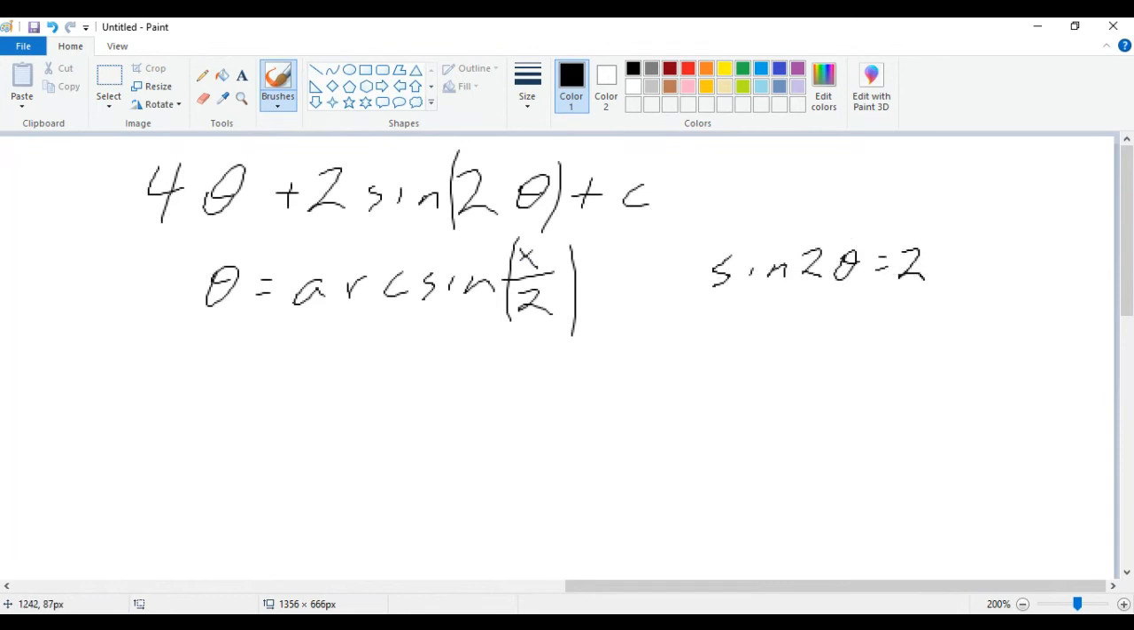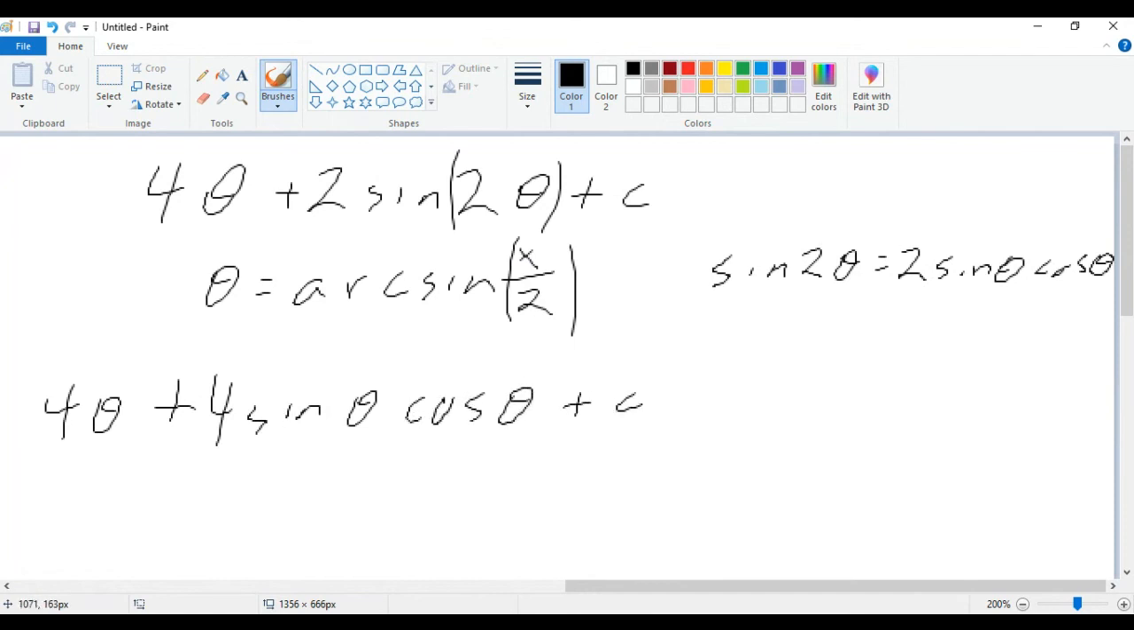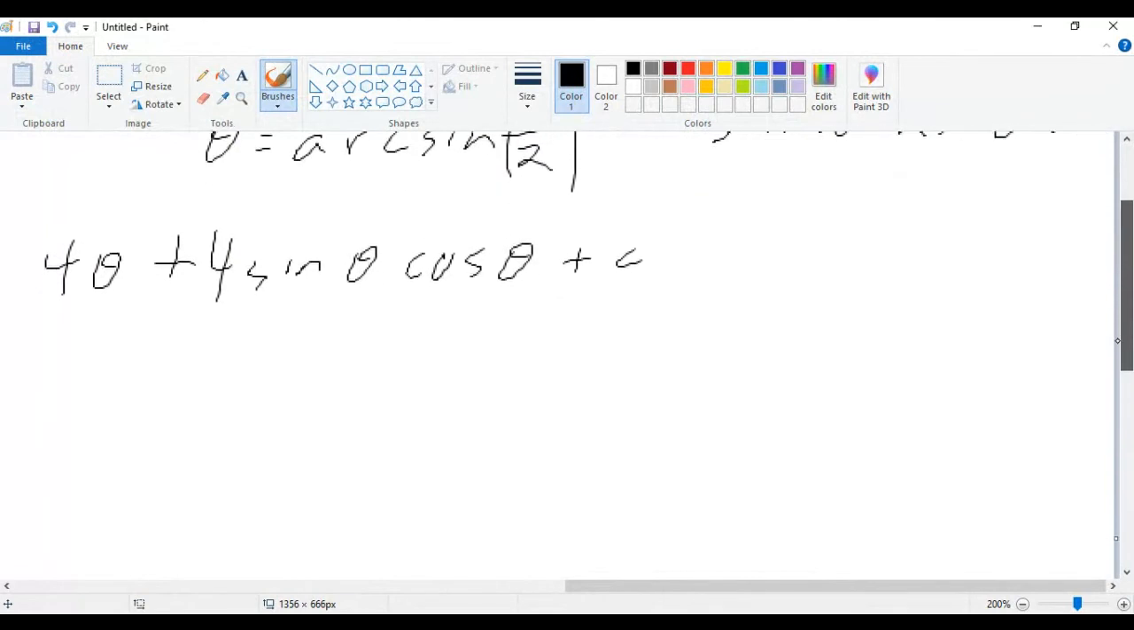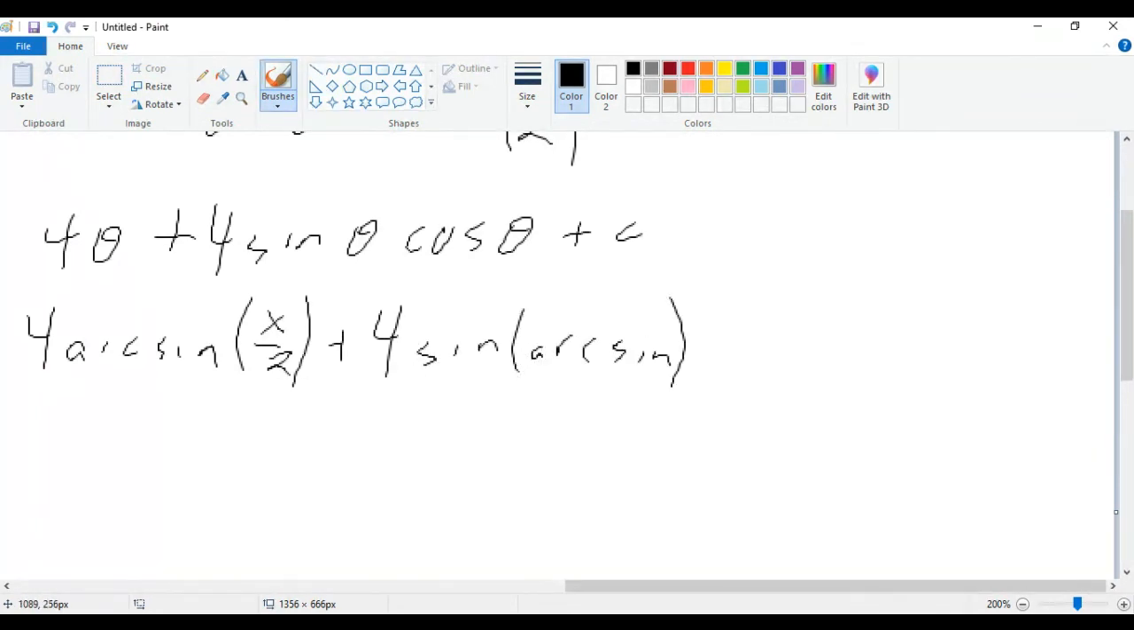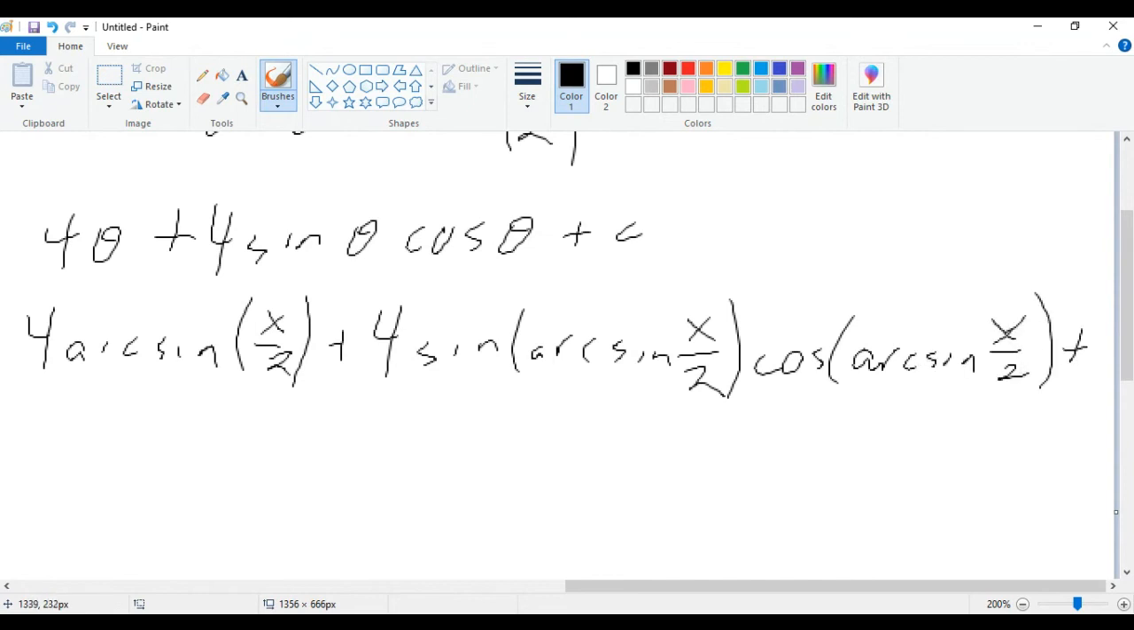Sine 2 theta is 2 sine theta cosine theta. So we end up with 4 theta plus 4 sine theta cosine theta plus c. And now we can actually plug in our values of theta. So we end up with 4 arc sine x over 2 plus 4 sine arc sine x over 2 times cosine arc sine x over 2 plus c.